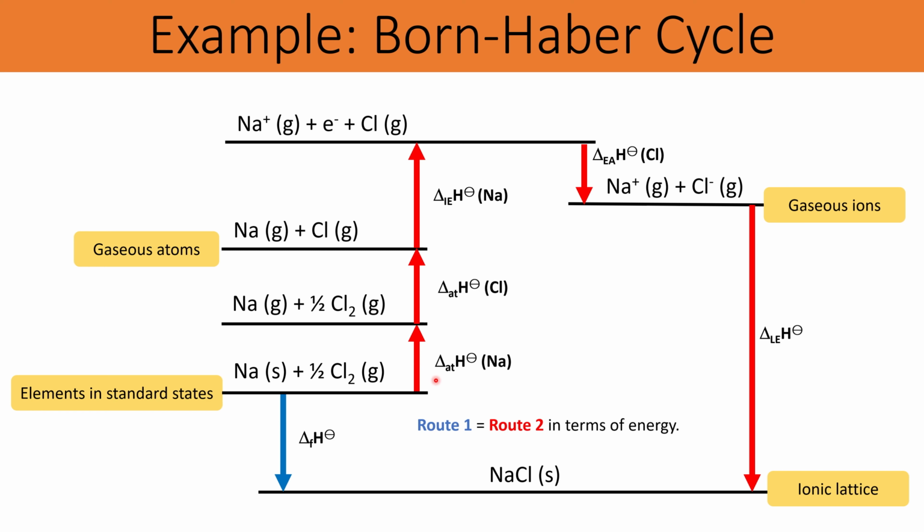And we can say that route 1, the enthalpy change of formation, is the same as route 2 in terms of energy. Now, when I was doing my A-levels, I never quite understood why. But you've got to look at where you start and where you end up. If I take this route, I start at the elements in their standard states, and I end up at 1 mole of the solid ionic compound. If I start here and follow the red arrows all the way round, I end up in exactly the same place. So that's why we can say route 1 and route 2 are exactly the same in terms of energy, because they start at the same place and they end at the same place.